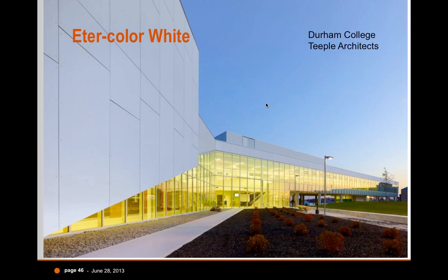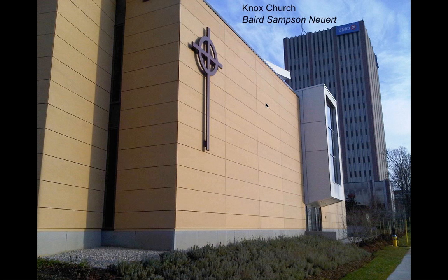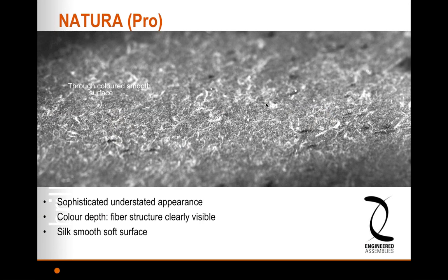And the sun's going to make the panels whiter and whiter. This is a job in Waterloo, Ontario with what's called an ochre color, and you can see a bit of that variance across the wall system.